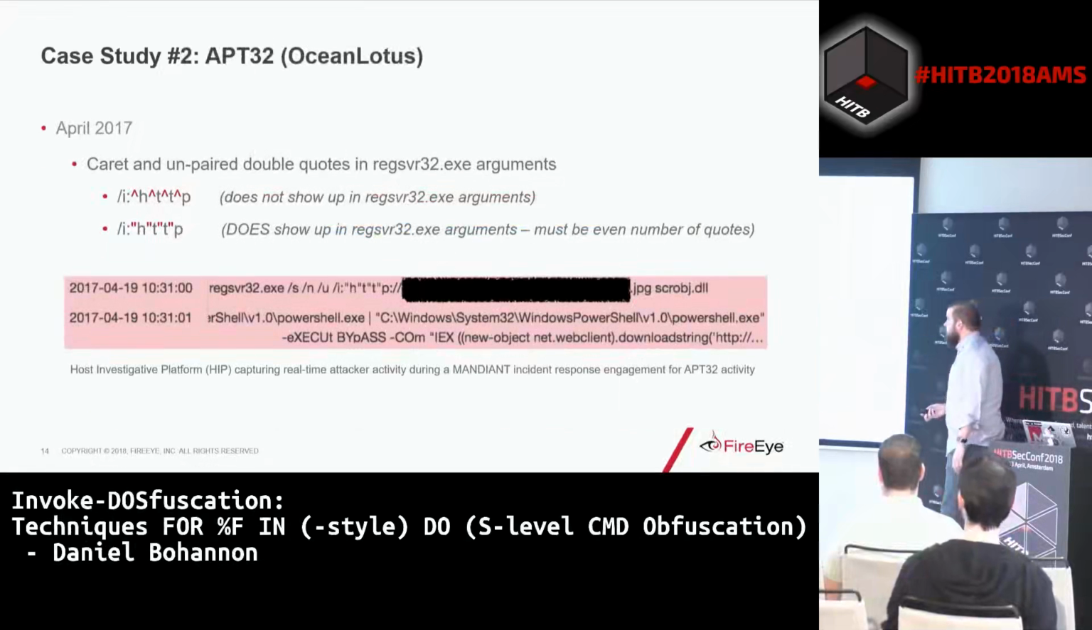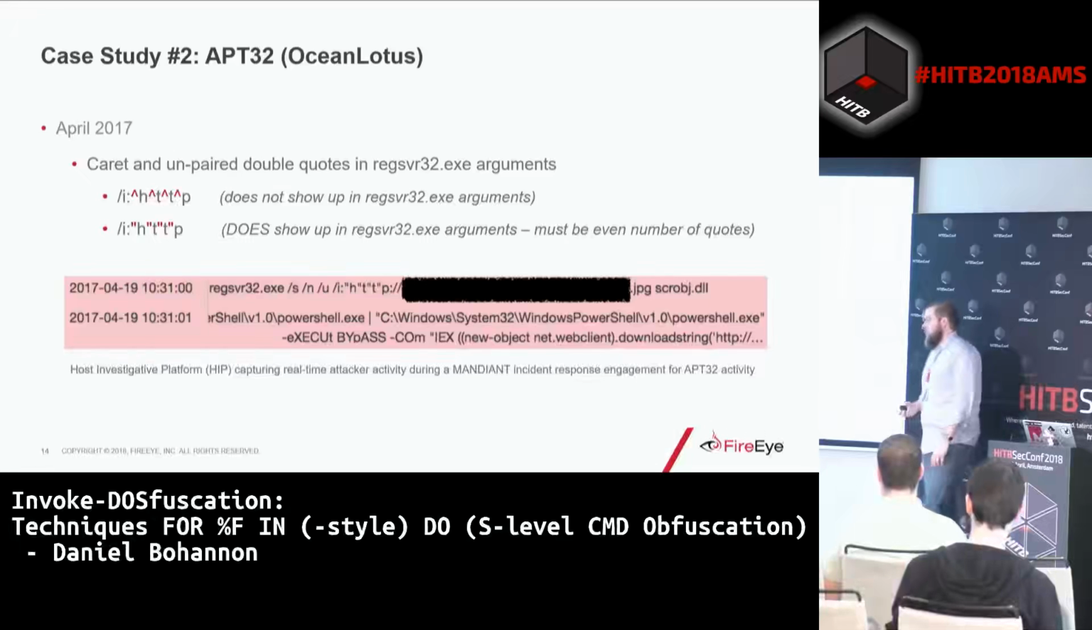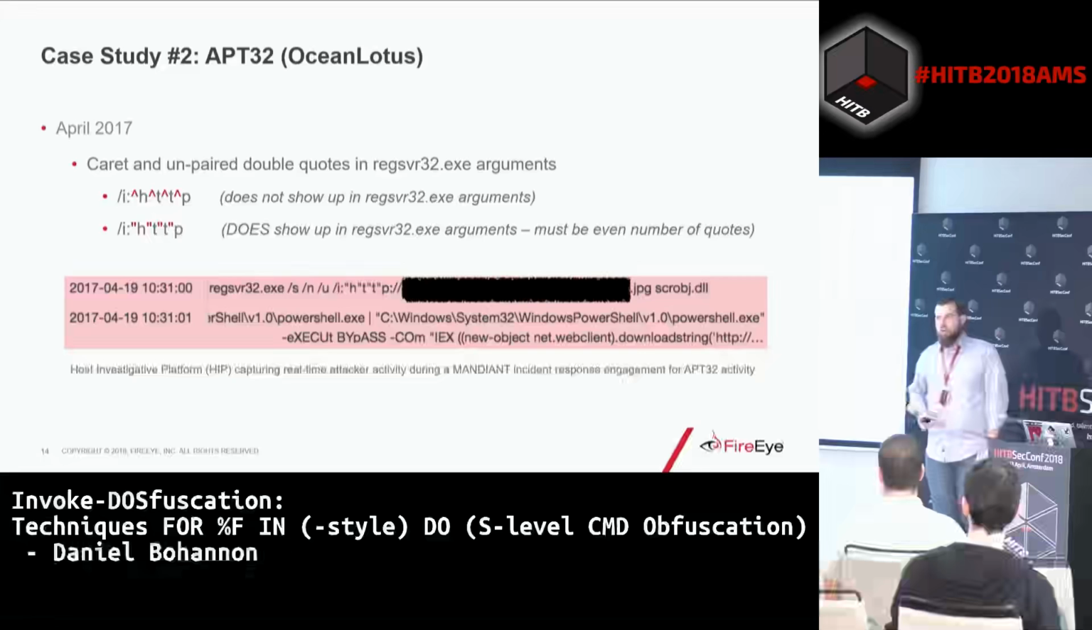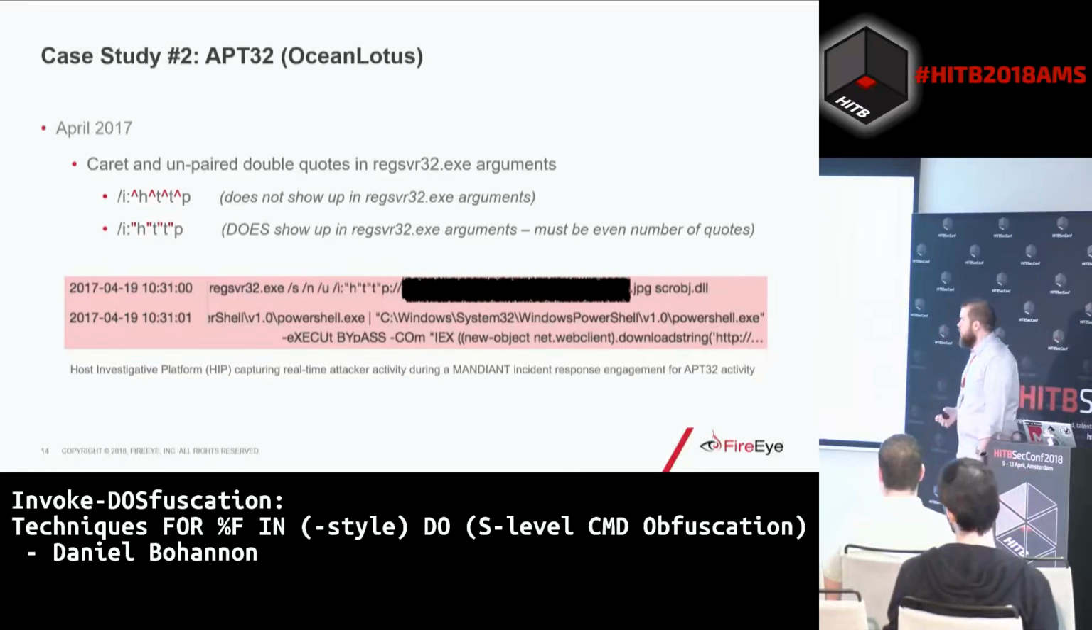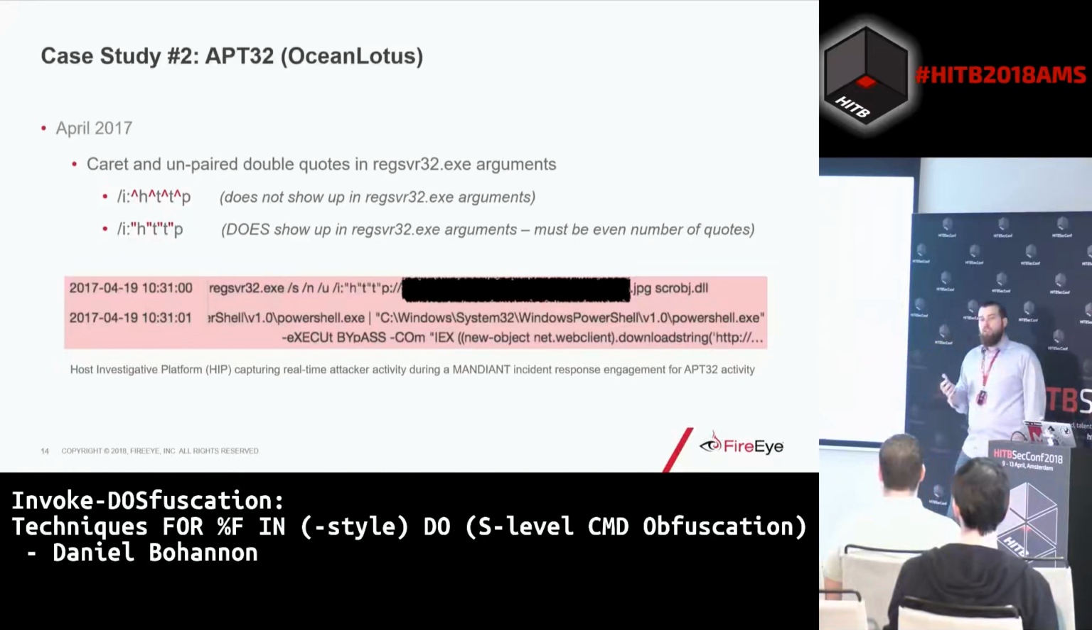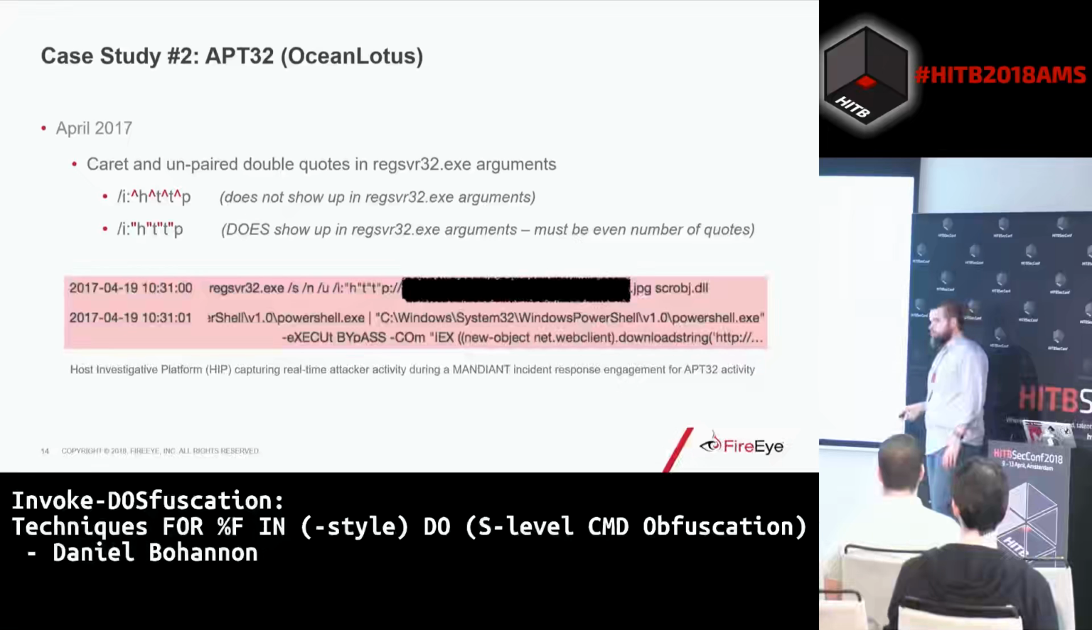Next case study, APT32, also known as OceanLotus. APT32 loves to use a lot of open source tradecraft. Basically, as soon as Casey Smith tweets something, then within a few hours, APT32 is right on it. And so in this case, they're using the Squiblydoo, the regsvr32 scrobj.dll downloader. Initially, they were using carets, which are cmd's escape characters, to break up HTTP, to try to break defenders' signatures that were looking for /i:http, etc. But then they also switched up and started using double quotes.